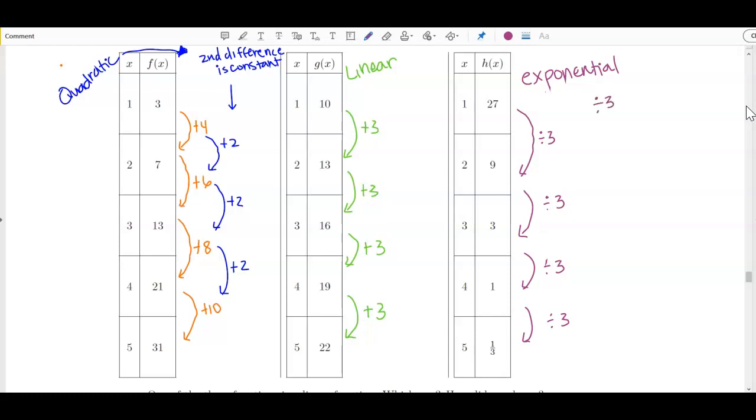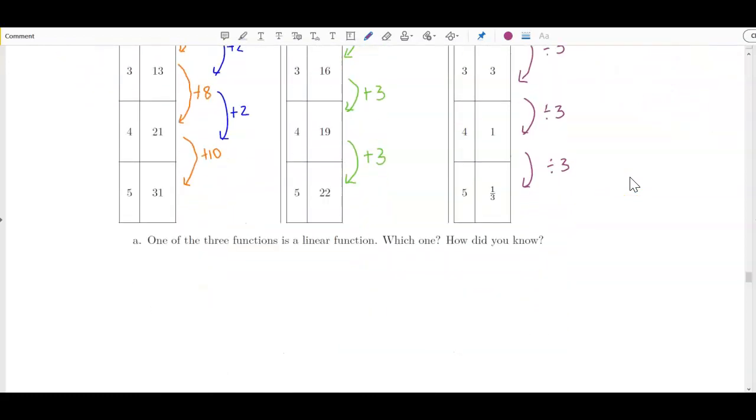Dividing by 3 is the same as multiplying by 1/3. So if I said 27 times 1/3, that would still give me 9. So usually we think about it as multiplication, but it's the same thing, as long as you understand that. And that's how you can tell if it's quadratic, linear, or exponential.